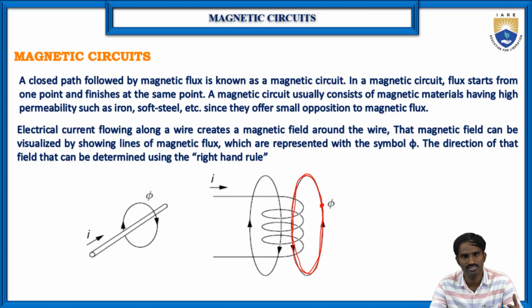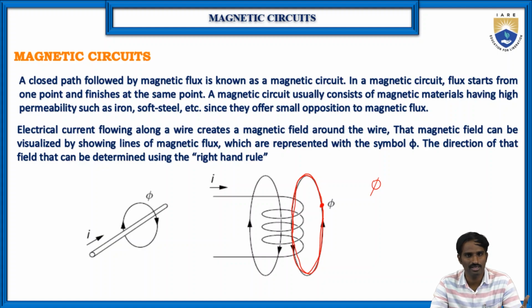We can represent the field in terms of the magnetic lines. Okay, so that is how the magnetic field can be visualized. And of course, it is usually represented with the symbol phi, which is nothing but the flux. So here the flux is used to measure the strength of the magnetic field, same as in the electric field.